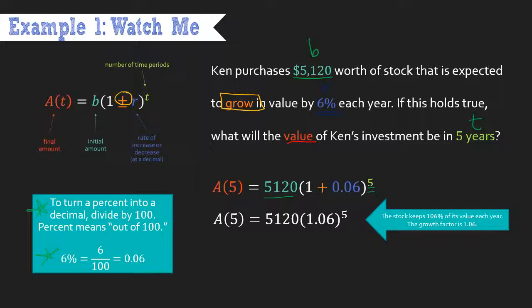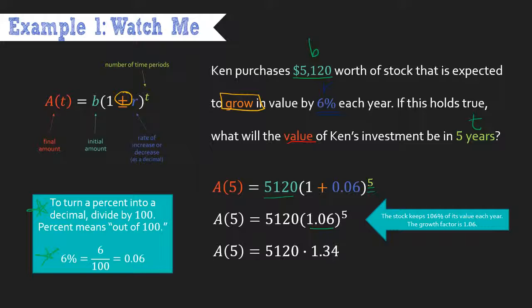Then we can simply evaluate. A of 5 equals 5120 times 1.06 raised to the 5th. This 1.06 is my growth factor. The stock keeps 106% of its value each year. So that growth factor is 1.06. If you have a growth factor in parentheses that's above 1, that indicates growth. If you have a growth factor that's less than 1, like 0.8, for example, that indicates decay, and that my function is getting smaller.